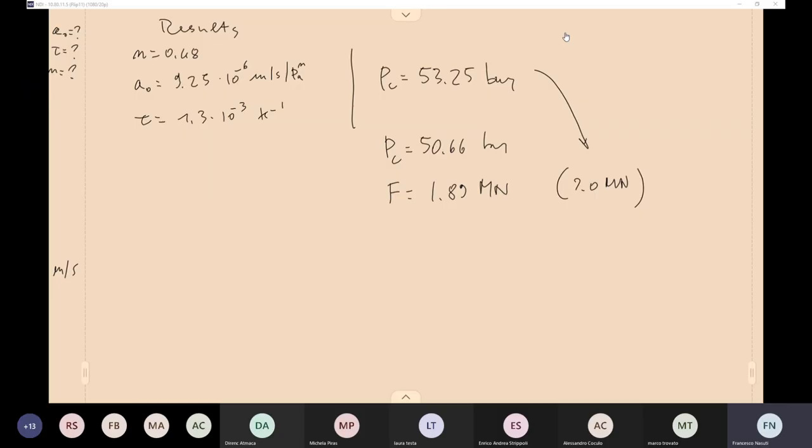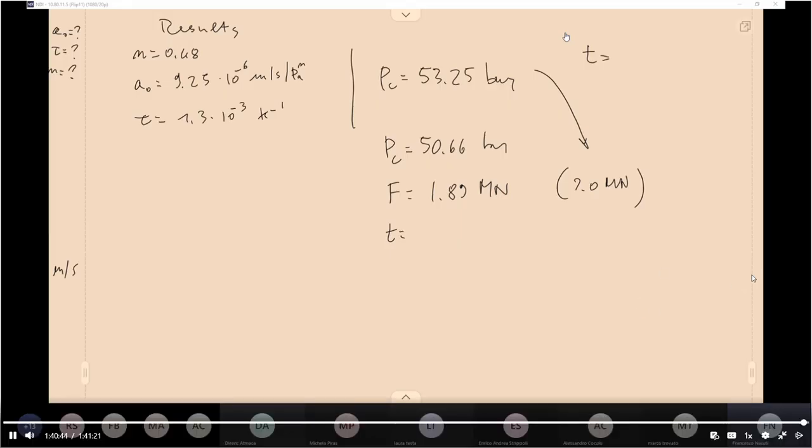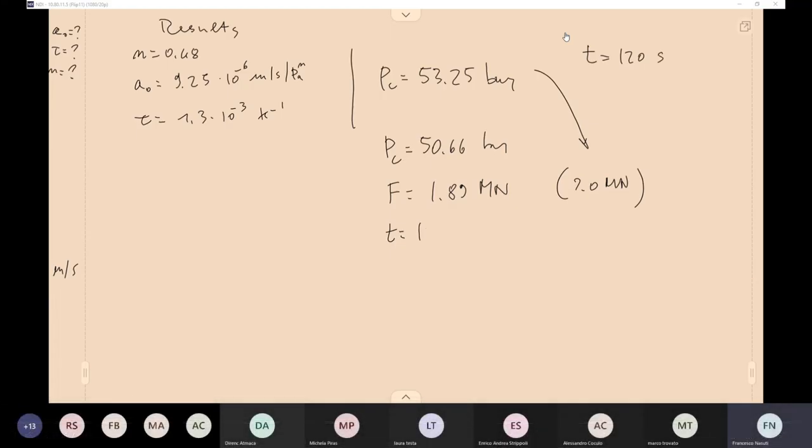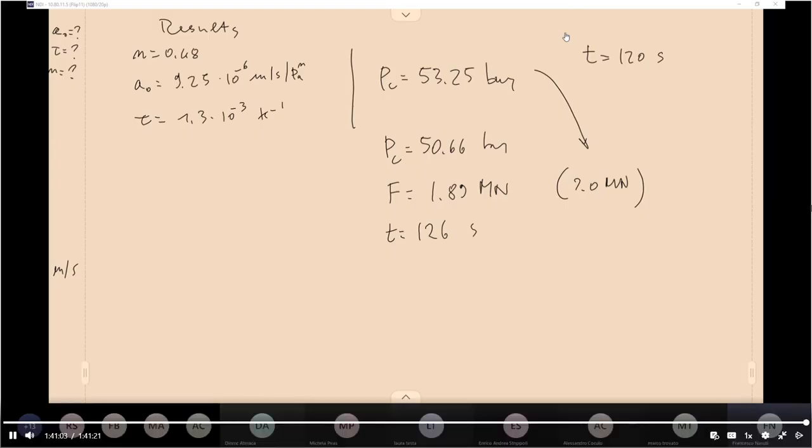So you will see that the time was 120 seconds here. It was one of the data, right? Yes. Here we have among the data that this is 120 seconds, and we can evaluate here 126 seconds. So we have 6 seconds more of duration due to that reduced thrust, reduced performance given by the lower pressure. And that's all for today.